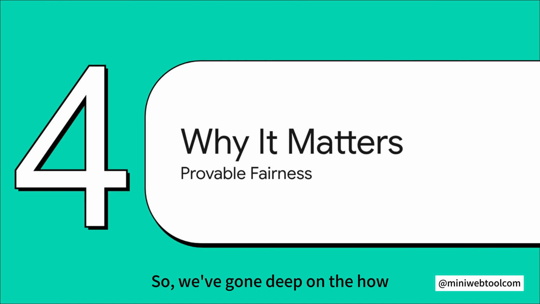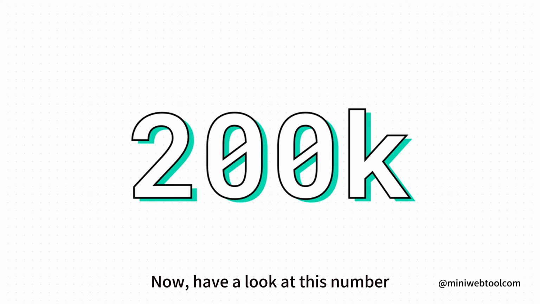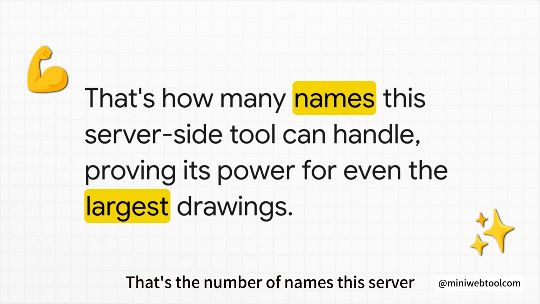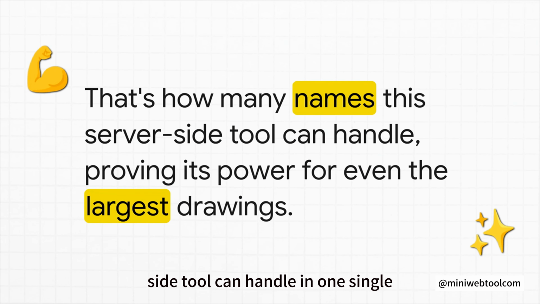So, we've gone deep on the how, but let's take a step back and talk about the why. Why does all this technical stuff matter? Because it's not just about code. It's about building real trust with your community. Now, have a look at this number. 200,000. What do you think that represents? It's not a prize amount. It's not the number of contests run. Any guesses? That's the number of names this server-side tool can handle in one single drawing. So this isn't just for small classroom raffles or your local book club giveaway. This system is robust. It's built to bring this level of verifiable fairness to absolutely massive, large-scale promotions. It's built for the big leagues.